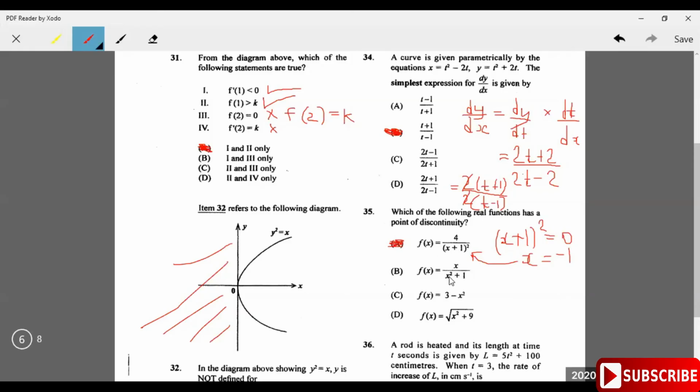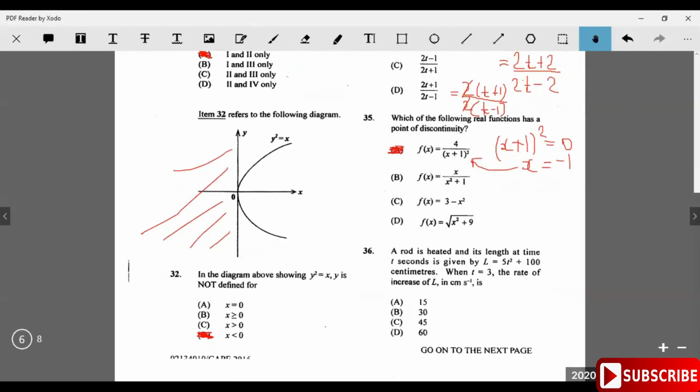Now this function appears to have a point of discontinuity, but there is no value such that when you plug it in the denominator, you're going to get 0. And so option B has no point of discontinuity. It's only option A.